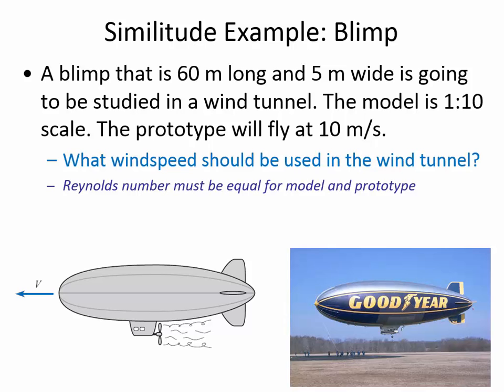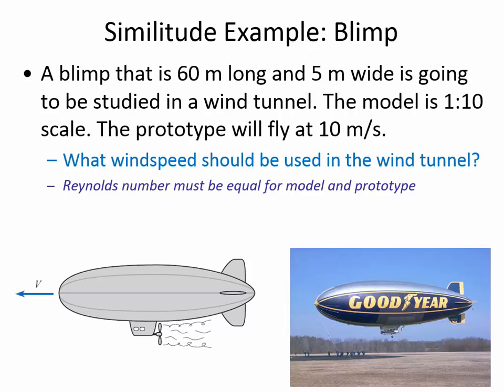And now the length parameter for the prototype, we could say 60 meters, or we could do 10 to 1. Let's just say 60 meters. And then the length of the model is going to be 6 meters. So what we know then is that inside of the wind tunnel, we should make the air go 100 meters per second. So think about what that means.